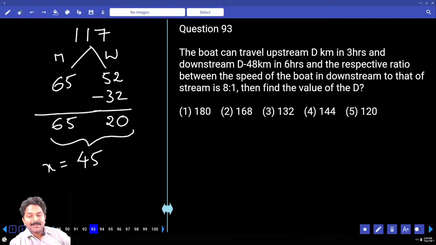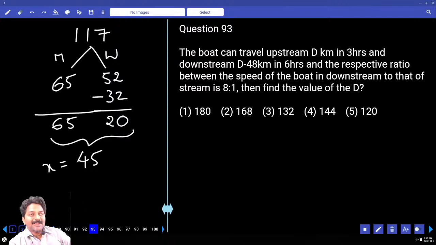A boat can travel upstream d kilometers in 3 hours, downstream d minus 48 kilometers in 6 hours. The respective ratio between speed of the boat in downstream to that of stream is equal to 8:1. Then find the value of d. If you have common sense, you will not try to answer this question. Before writing anything, if you have common sense, you will never try to do it.